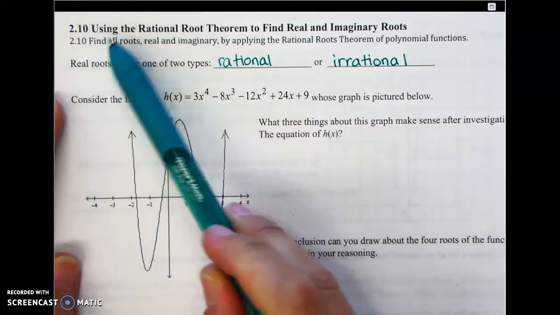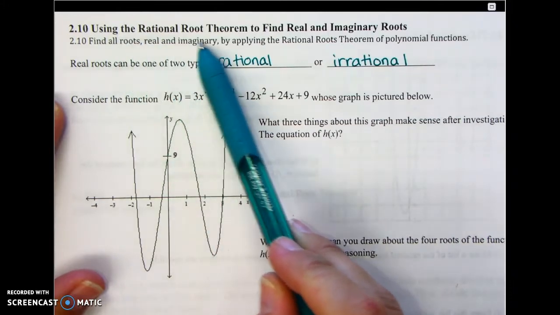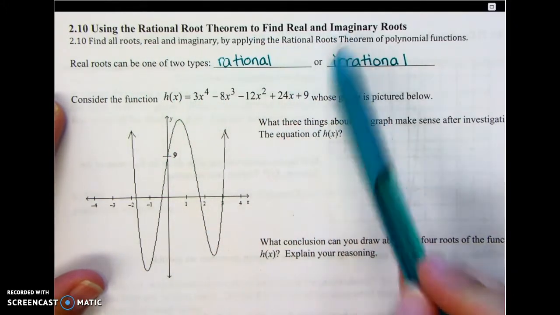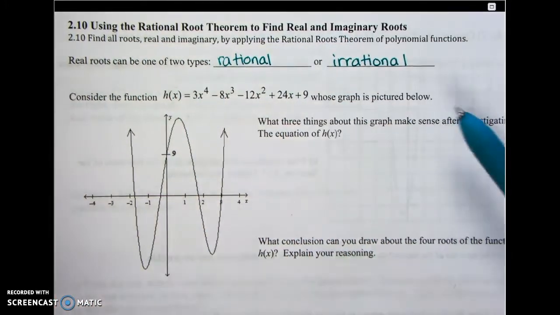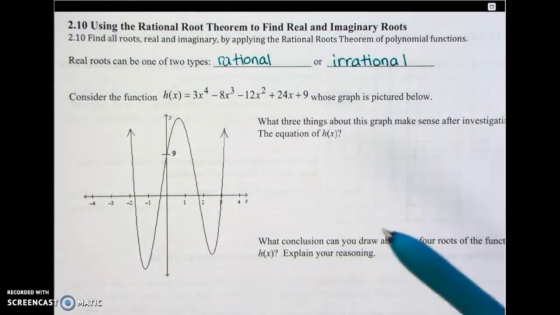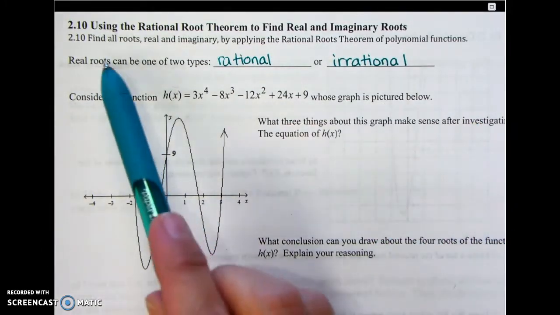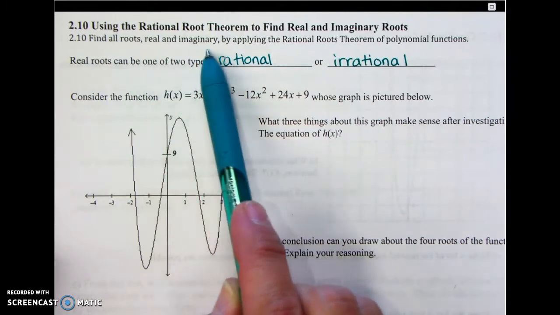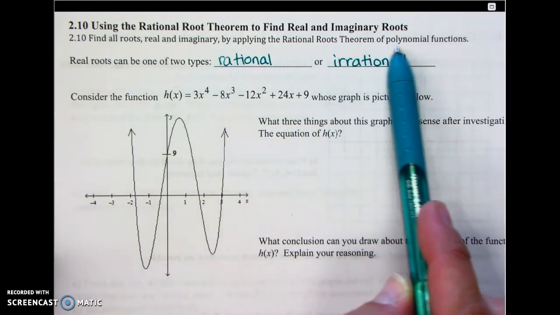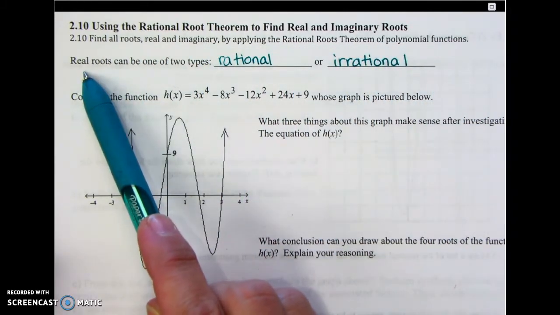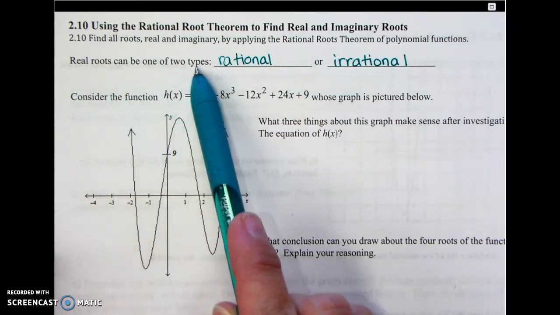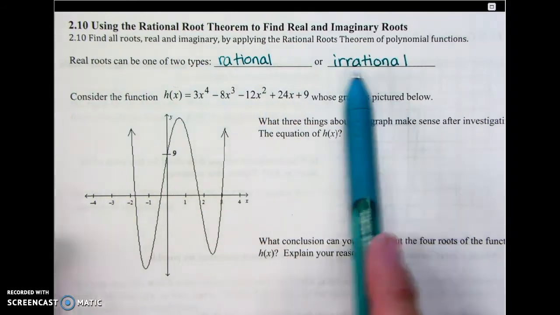Hey, so we're on 2.10, using the rational root theorem to find real and imaginary roots. And the first 2 pages are kind of just an intro exploring, okay? Our goal or objective is to find all roots, real and imaginary, by applying the rational roots theorem to a polynomial function. Real roots, so real numbers, can be one of two types, either rational or irrational.